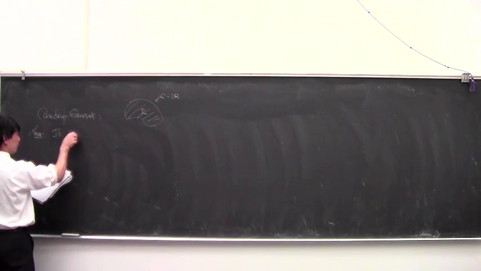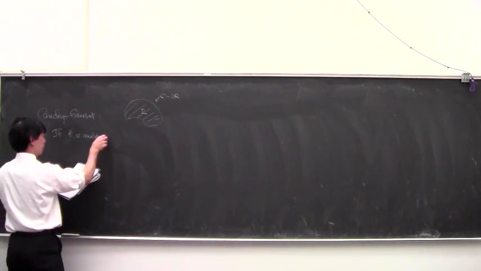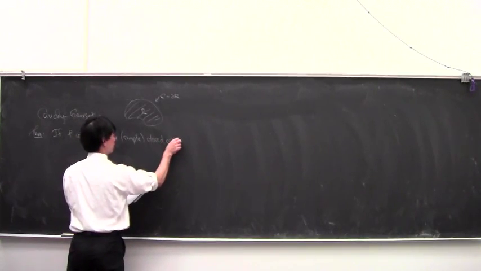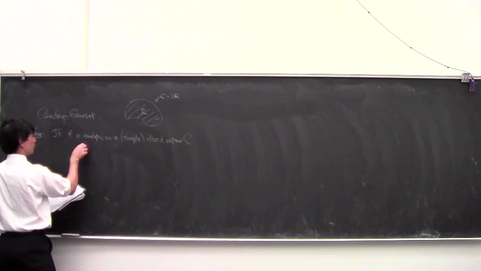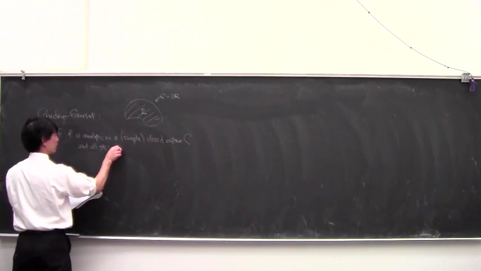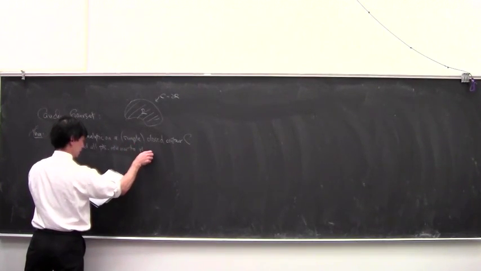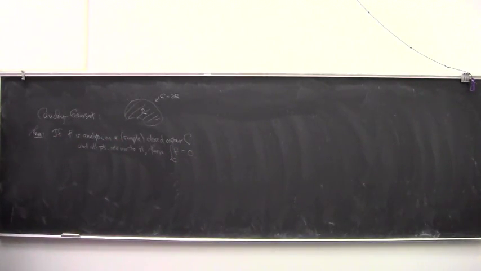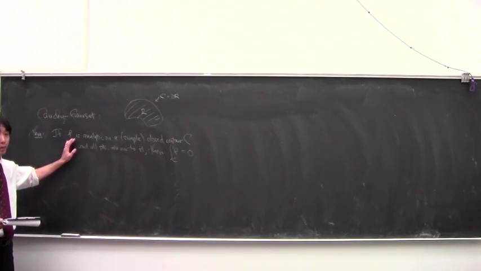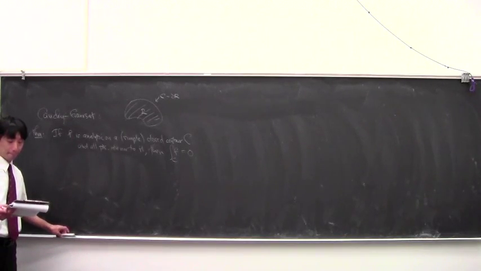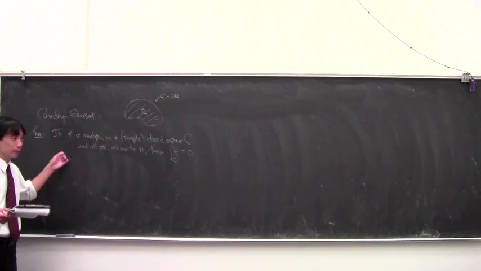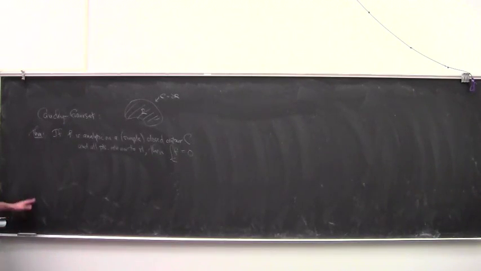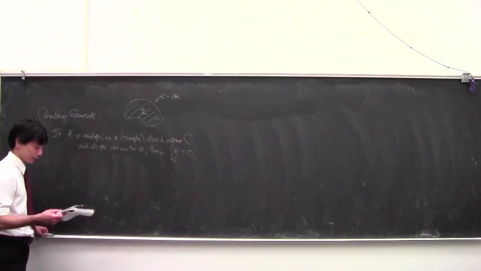So if f is analytic on a simple closed contour C, and all points interior to it, then the integral of f over C is zero. So the same statement as before, basically, but you don't need to assume continuity of the derivative, which is good because we're going to use this to show that analytic implies infinitely differentiable ultimately. So we don't want to make that assumption.